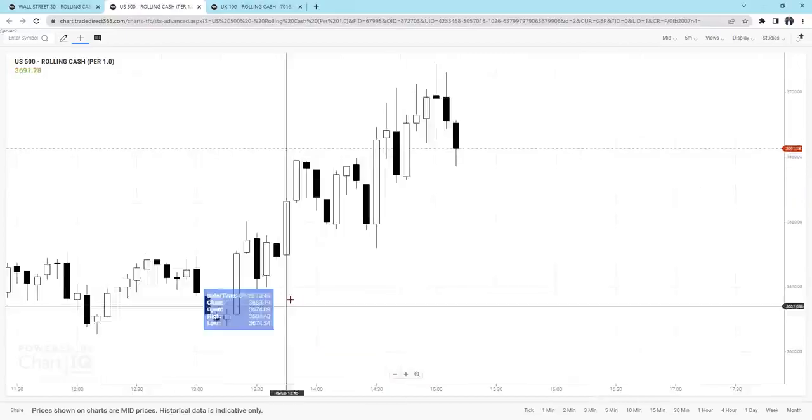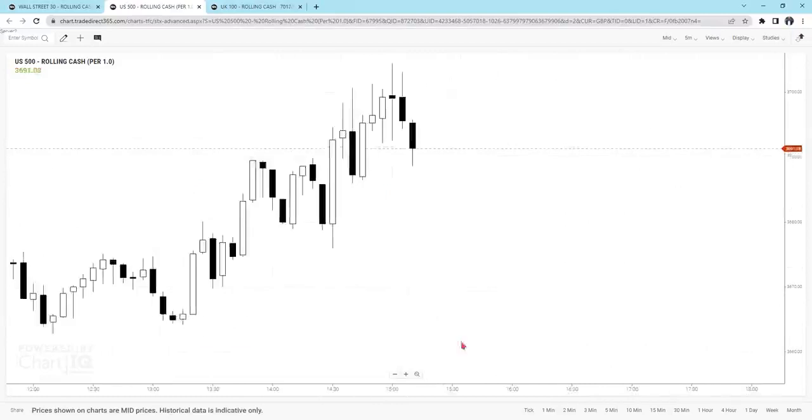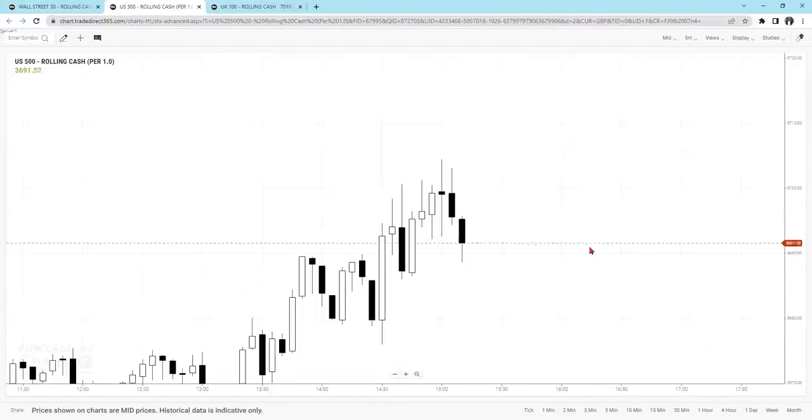You can sort of visually see this beautiful channel here on the 5 minute. Not a big fan of drawing trend lines, but you can see that there would be support here.